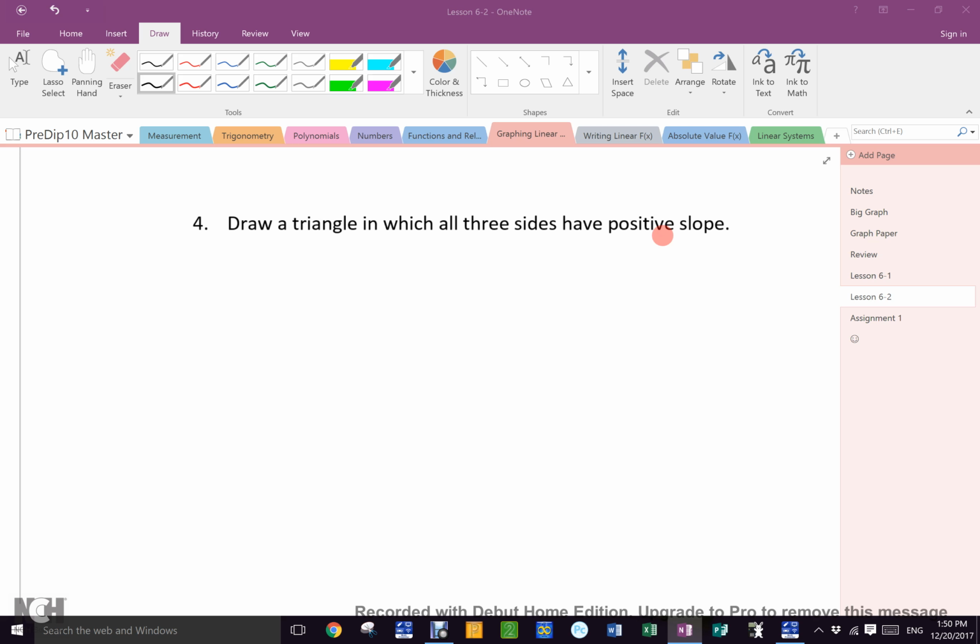Watch this. A slope goes from left to right. No, because the one on the left has a 0 slope, which is neither positive nor negative, and it has an undefined slope, which is neither positive nor negative. Both of them have 0.